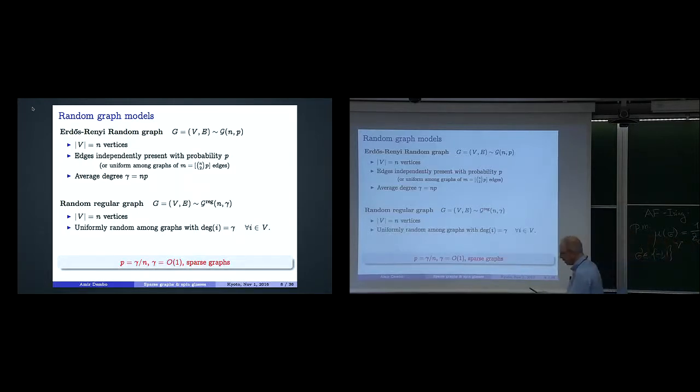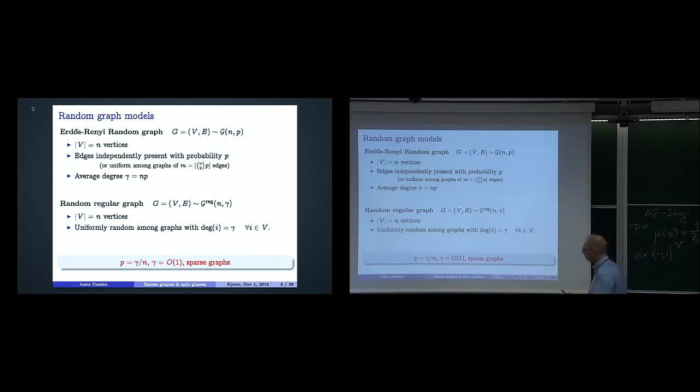Okay, so there is a parameter here, which is the average degree, which you can get by multiplying n by p. And sparse graphs correspond to an average degree of order one. Going back to the parameter p, it's gamma over n, to make sure that when you multiply it by n squared, the number of edges m grows linearly with n. This is what I call sparse graphs. And the reason is that then the number of edges is proportional to the number of vertices, and that's where the game is going to happen.